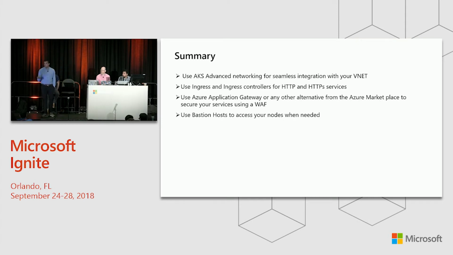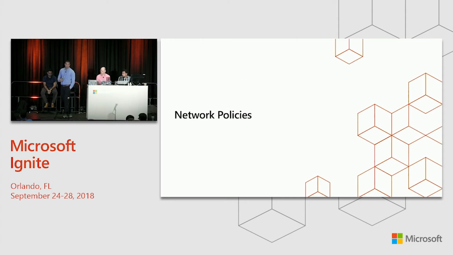And lastly, use a Bastion host. What's documented is that you can SSH to a pod, and then from the pod SSH to the nodes. Don't use this for production. Use a Bastion host for production. Yeah, and this would be it. So now I'm going to hand over to Andrew, who's going to discuss the network policies.